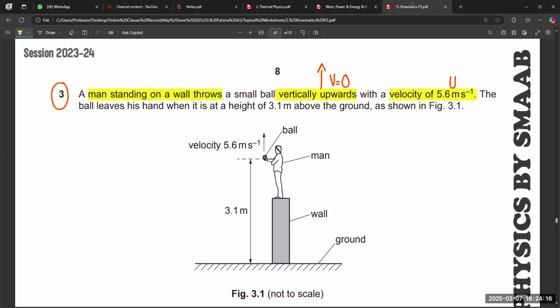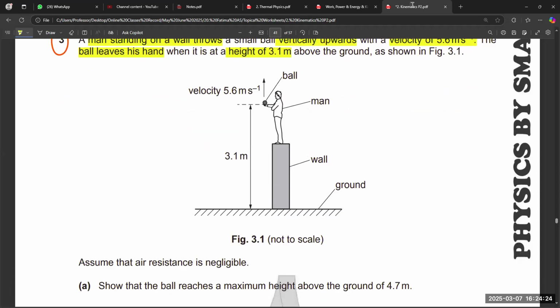And the ball leaves his hand when it is at a height of 3.1 meter above the ground. Assume that air resistance is negligible. Show that the ball reaches a maximum height above the ground of 4.7 meter. So we need to show that the ball covered a total height of 4.7 meter in upward direction. And this man is already standing at 3.1 meter from the ground on a wall. So definitely the ball is at this point, and this point is 3.1 meter from the ground already.